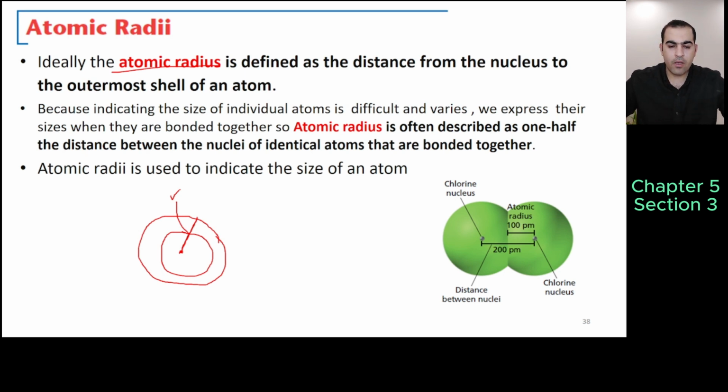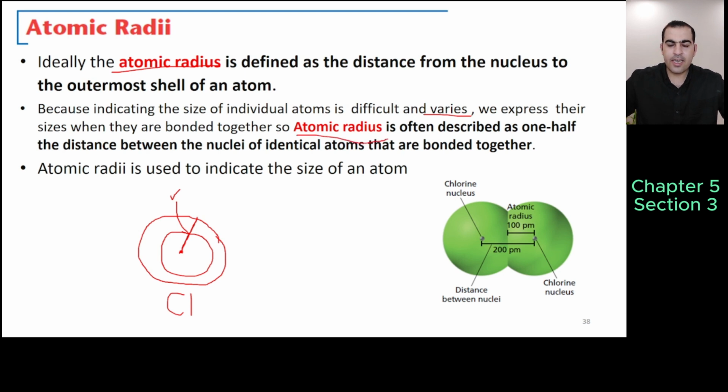Radii is plural. Okay, so this atomic radius, ideally, we measure like that. But we don't use it, because indicating the size of individual atoms is difficult. Imagine this is one chlorine atom. It's difficult to measure the size of an atom individually, and it varies. We express their sizes when they are bonded together. When they bond together, then we measure the size of the atoms.